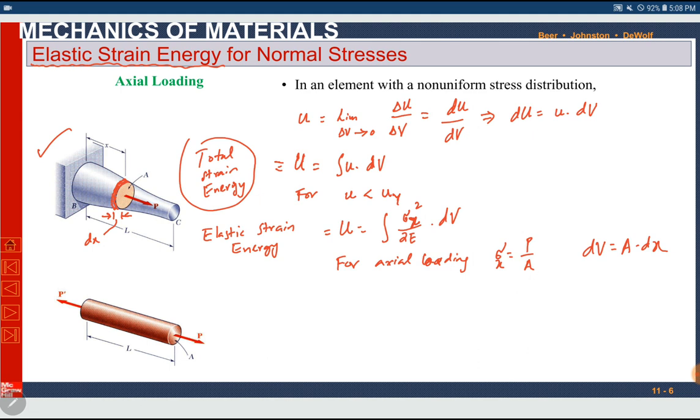So the strain energy, capital U, becomes the integral of P squared divided by 2 A E into dx. P over A gives P squared over A squared, and with the other A the A cancels, so it becomes P squared over 2 A E dx. This x is actually length, so the integral goes from 0 to length.